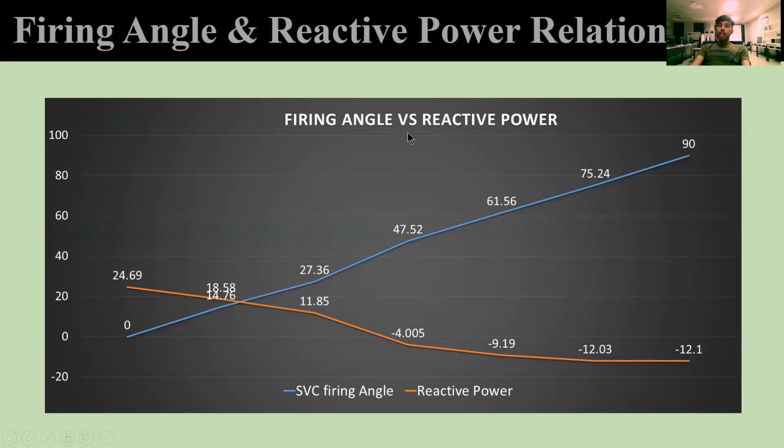This is the firing angle versus reactive power relationship. As you can see, at the start, at 0 firing angle, our reactive power is very high. As soon as we increase the firing angle, our reactive power is decreasing, and finally it is generating the lagging vars, and then it starts to generate the leading vars. As you can see, the negative sign shows that.